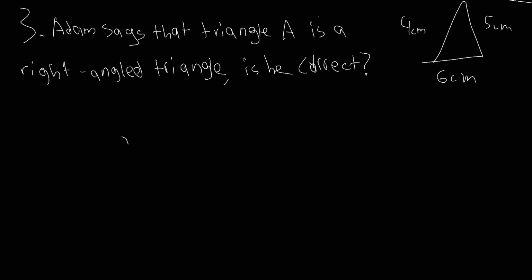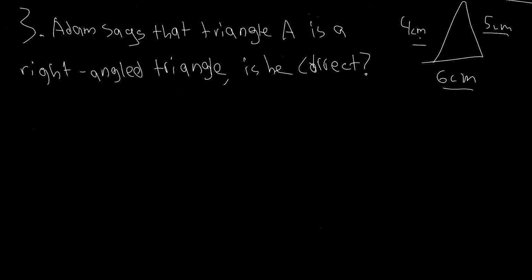Now question number 3 is a little bit tricky, where we actually have to prove that a triangle is a right angle triangle using Pythagoras. So question number 3, Adam says that triangle A is a right angle triangle. Is he correct? So I have a triangle of 3 sides, 4 centimeters, 5 centimeters, and 6 centimeters. Now, some people would just look at that and be like, no, because first of all, we don't have this right angle indication, and it just doesn't look like a right angle, because most of the time, right angles just look like this. Now, logically, they are somewhat correct, but it doesn't work like that. You need to actually prove it.